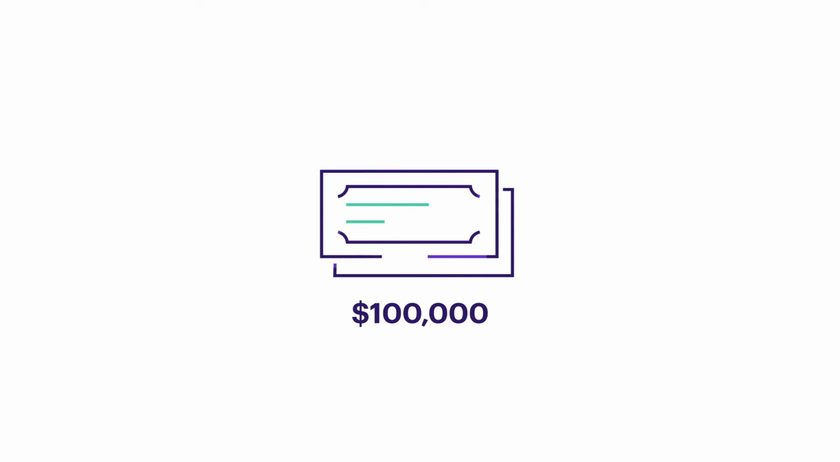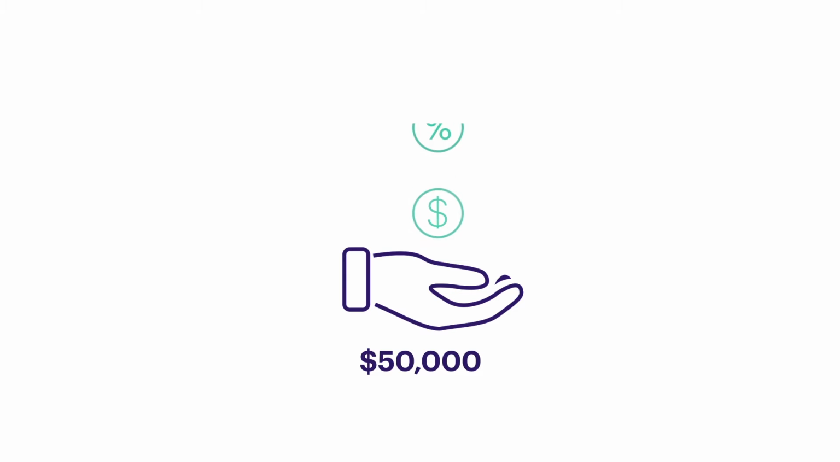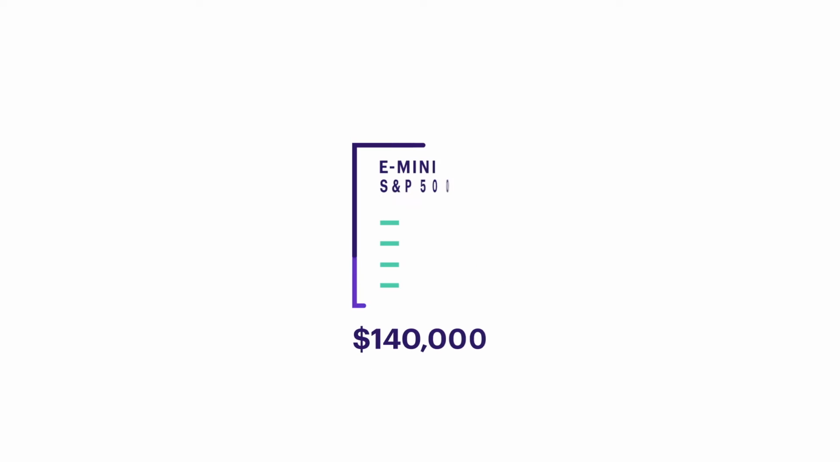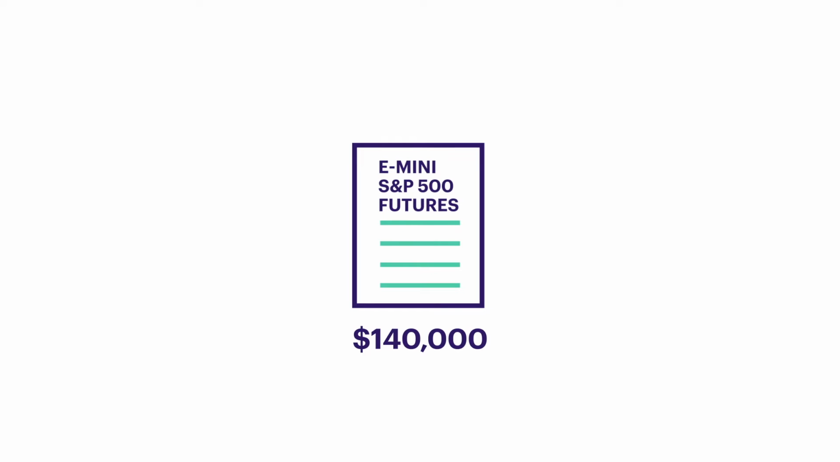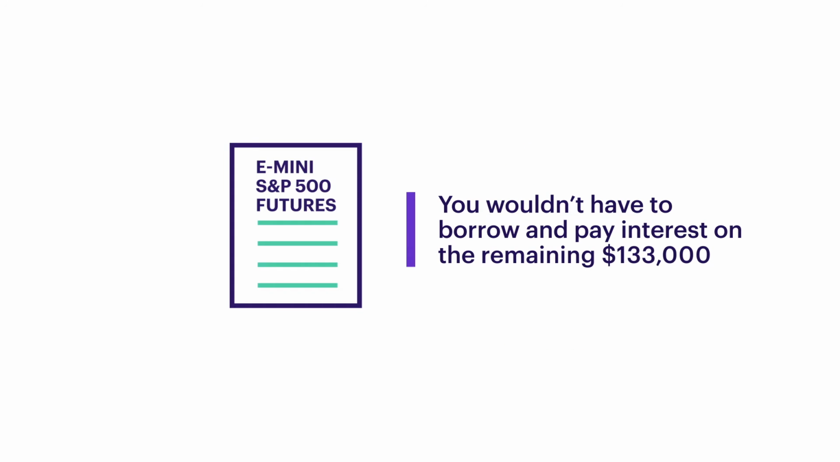Say you buy $100,000 of stock on margin in the equities markets. You'd need to deposit 50% of the purchase price, $50,000, and then you'd borrow the remaining $50,000 and pay interest to carry the position. But with futures, you can, for instance, trade a CME S&P 500 E-mini contract that has a notional value of $140,000, but your initial margin might only be $7,000. In this example, you would not have to borrow and pay interest on the remaining $133,000.